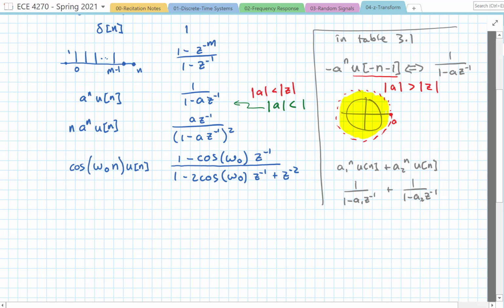It also has to be outside of a2. So you might have a situation like this, where you have A1, A2, the region of convergence is outside of A2. And fortunately, the way I drew it, it also includes the unit circle.